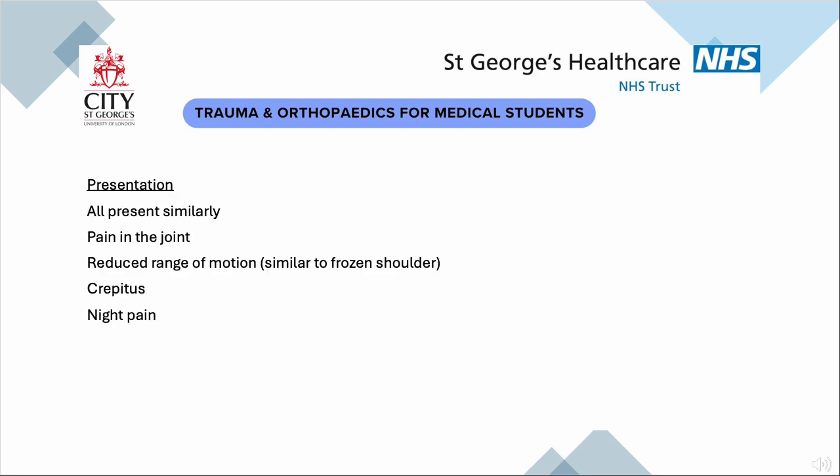The presentation of all of these is the same. There's pain in and around the joint. It's often difficult to localize very well. There is a reduced range of motion, which can be very similar to frozen shoulder, which is why you always get an X-ray for frozen shoulder. There is often crepitus as the joint moves, and very typically patients complain of pain at night.